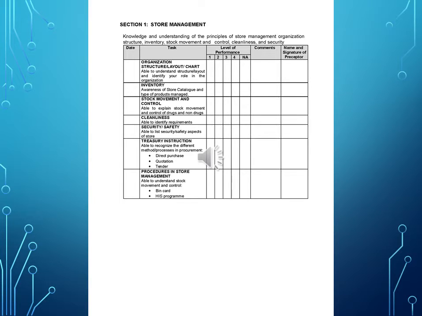Able to explain stock movement and control of drug and non-drug. Cleanliness: able to identify requirements. Security and safety: able to list security and safety aspects of store, treasury instruction. Able to recognize the different methods and processes in procurement: direct purchase, quotation, procedures in store management. Able to understand stock movement and control. Bin card. HIS program.